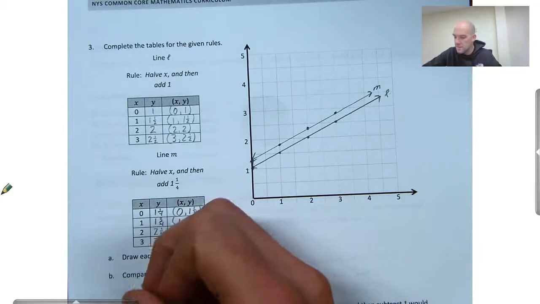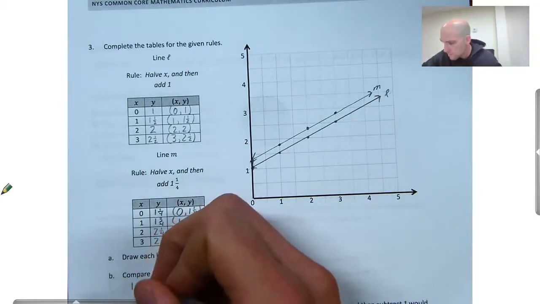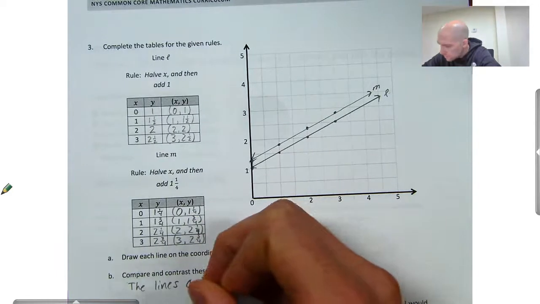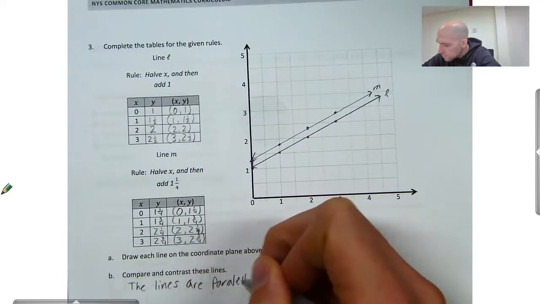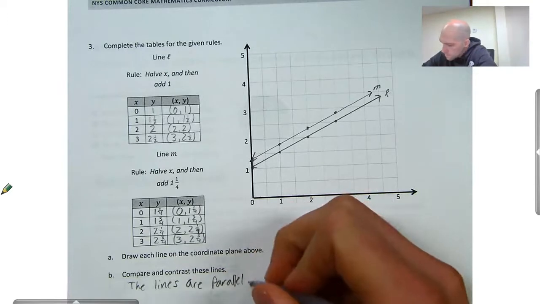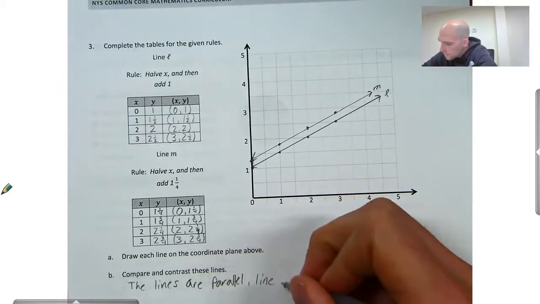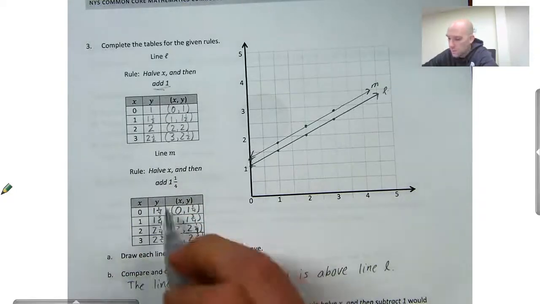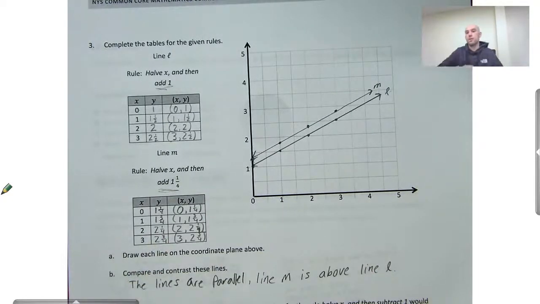And if we're going to compare these lines, again, they're parallel. And line M is above line L. And it looks like each point is just about a quarter above the corresponding point on line L. And our number that we're adding, we added 1 on line L, and we're adding 1 1/4 on line M. So that extra fourth moves that line up just a little bit.